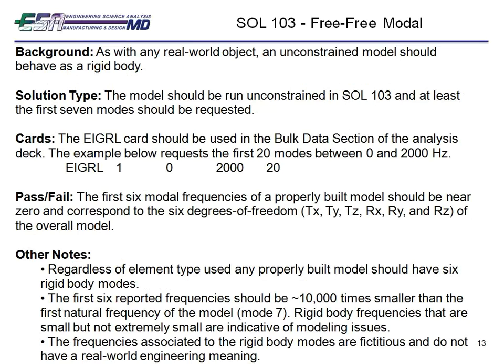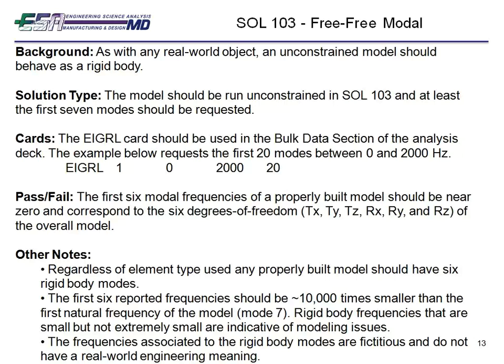In Solution 103, free modal, you want to ensure that your model behaves as a rigid body, just like any real-world object would. To do this, you want to run the model unconstrained, so no SPCs defined at any mounting locations or fixities. And you want to request at least the first 7 modes. You want to use the EIGRL card in Nastran, or you can simply select Solution 103 when writing out your analysis deck out of Patran. For example, the EIGRL card I provided here is simply asking for the first 20 modes between 0 and 2000 hertz.